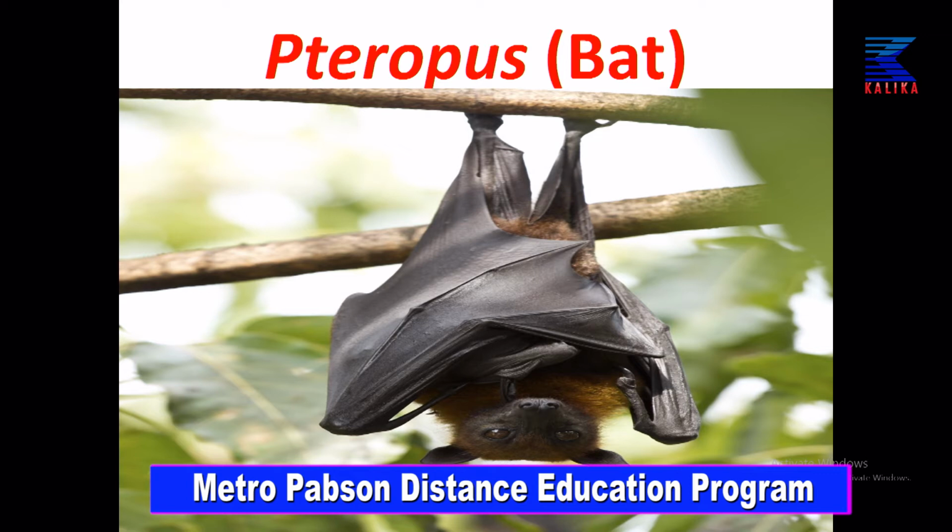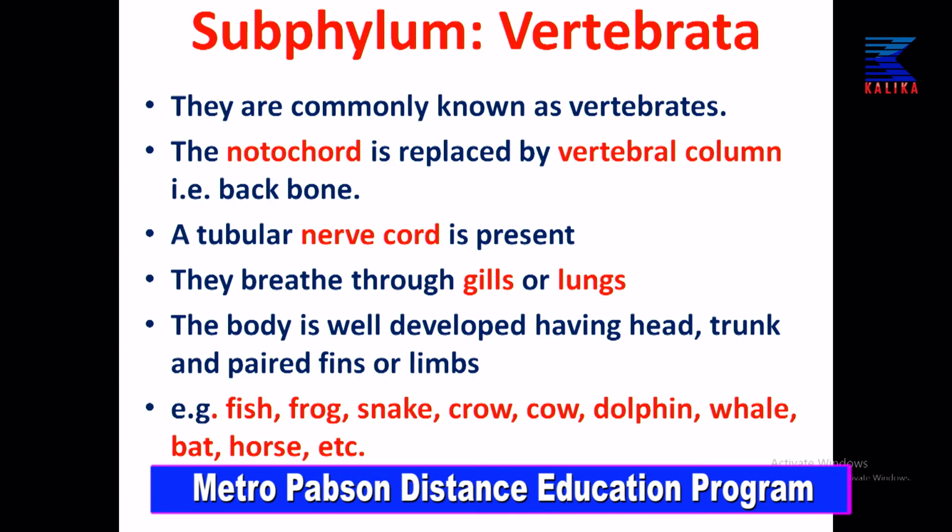Now we are going to talk about the vertebrates, the subphylum Vertebrata, and its 5 classes. Have a look at the slide. Subphylum Vertebrata, commonly known as vertebrates. They have a notochord, same as phylum Chordata. That notochord will be replaced by the vertebral column or backbone when it is developed. It means the notochord will develop into the backbone.